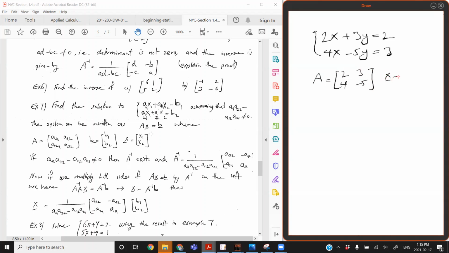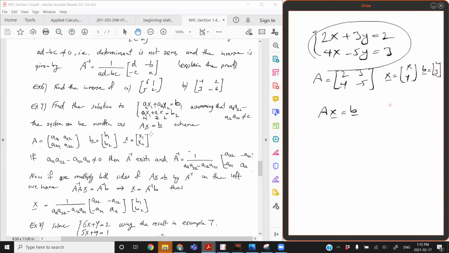You can use X as the column matrix of unknowns, and you can use B as the column matrix of the constants. Then this linear system over here can be written as AX is equal to B. So we talked about this in 103. That was actually the motivation behind the way we define the matrix multiplication. We define matrix multiplication so that this system can be written as a matrix equation like this.